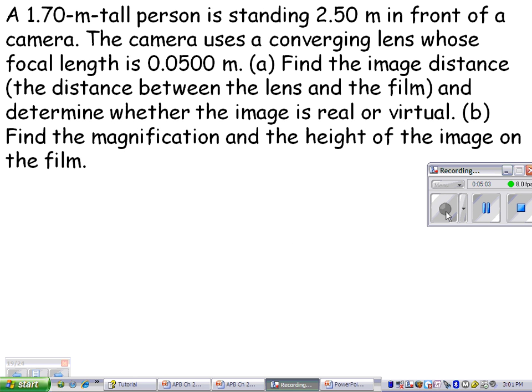So let's do a practice problem. We have a 1.7 meter tall person standing 2.5 meters in front of the camera. The camera uses a converging lens whose focal length is 0.05 meters, so we know it's going to be positive. Find the image distance, determine whether the image is real or virtual, and then find the magnification and the height of the image on the film. Pause the video, try this problem out, and I'll have the answers in a moment. Write all your givens down and so on.